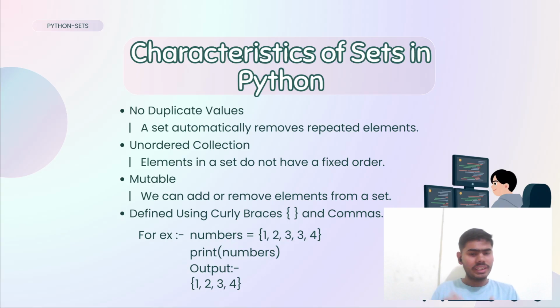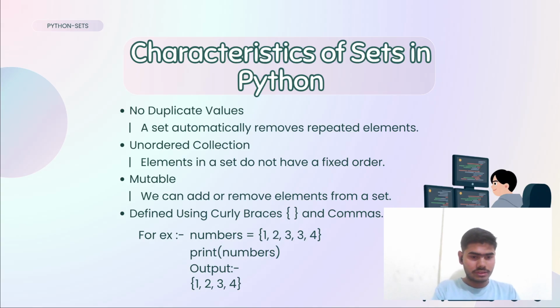Mutable, we can add and remove elements from a set, so we can easily add and easily remove elements as per our choice. Defined: sets are defined using curly braces and commas. There is a point to note here. If we have to make an empty set, first we have to write the name set, and afterwards we have to use the curly brackets. If we only use curly brackets, it will go to the dictionary, as dictionary also has curly brackets. We will read it after this slide.